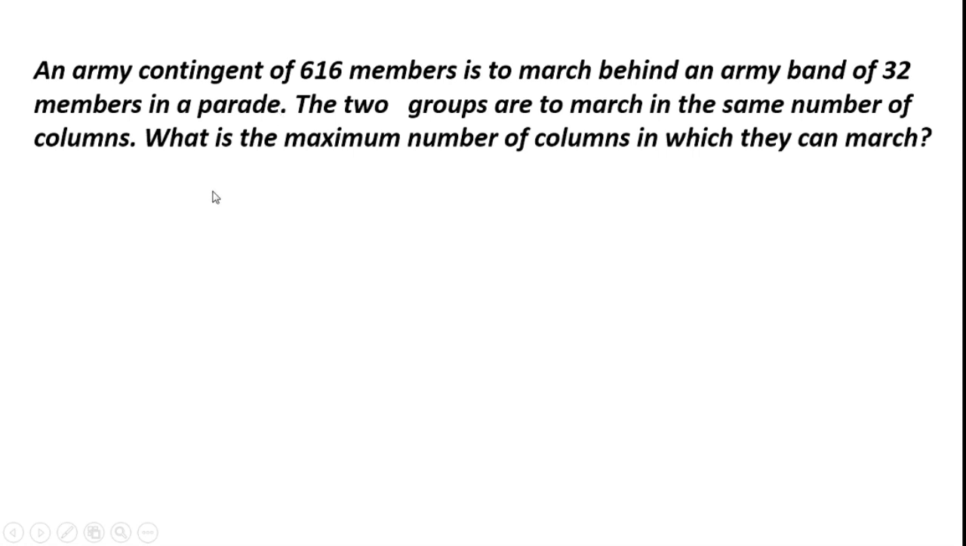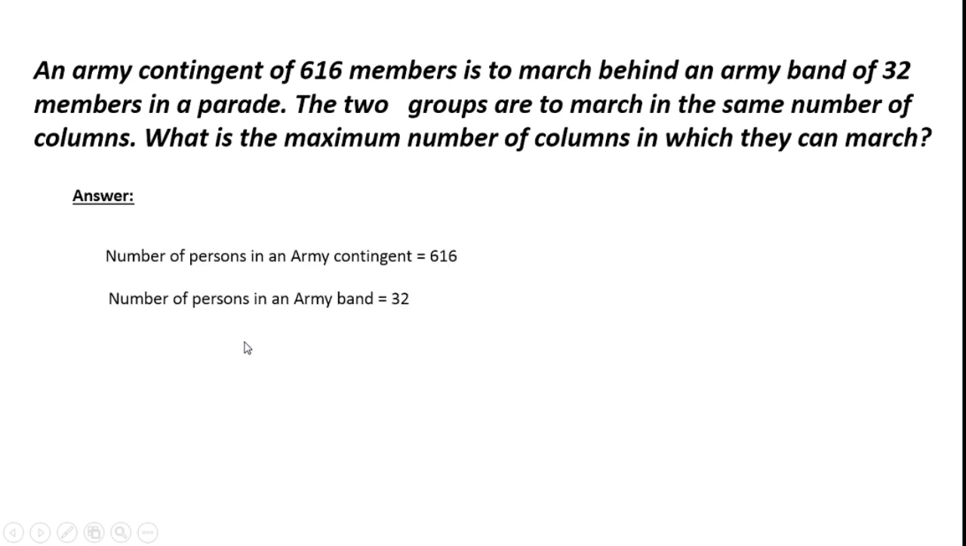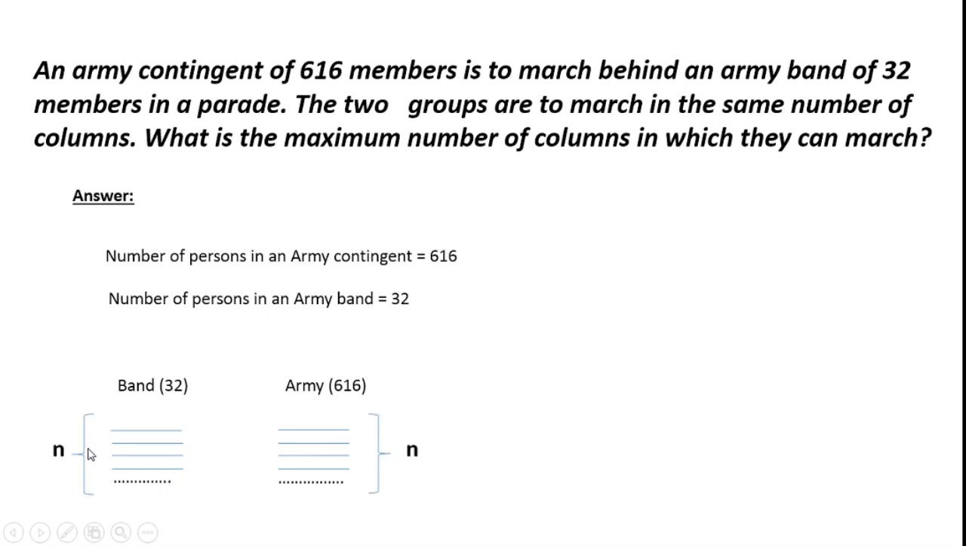First, read the question carefully. From this question, we get the number of persons in an army contingent and the number of persons in an army band. In the question, it is given that they are marching as two groups. What are the two groups? The band and the army. Just imagine the groups: a band with 32 members and an army with 616 members, with an equal number of columns. Here, these lines represent the number of columns. These are equal. So, let us take n to be the number of columns.